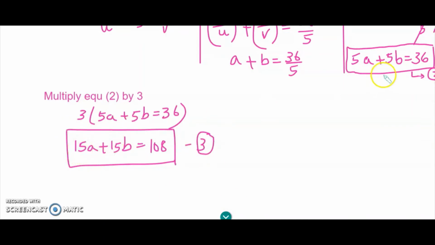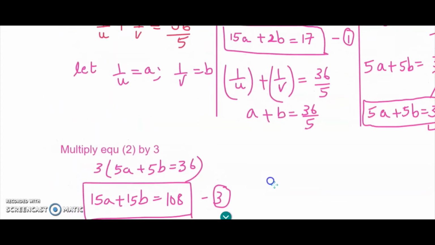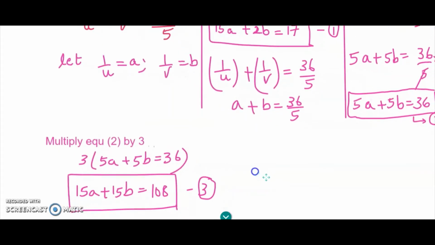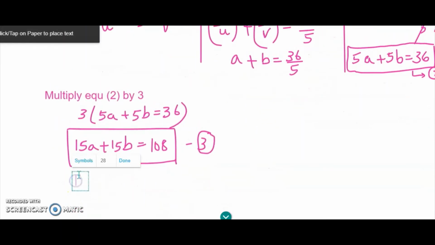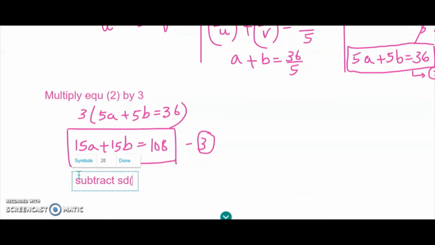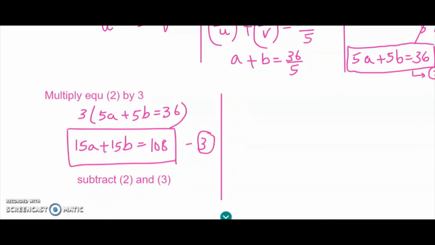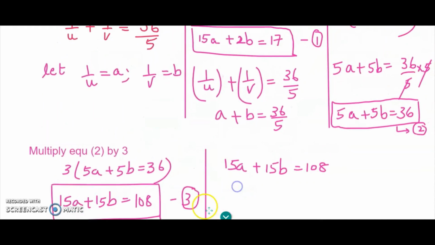Now 15a and 15a, because my first equation also had 15a. Both are 15a with the same sign. So what should I do? Yes, subtract equation 3 and equation 1. So this becomes 15a plus 15b equals 108. Let's write down the first equation, which is 15a plus 2b equals 17.